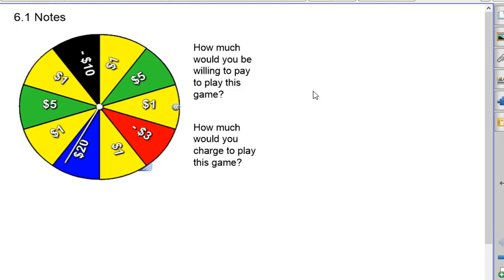What would you need to know in order to make a decision about how much you would be willing to pay? Maybe you'd want to know how likely you are to win. Maybe you'd like to know what the average winnings would be.